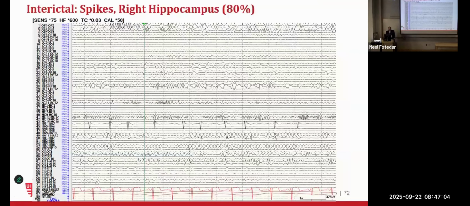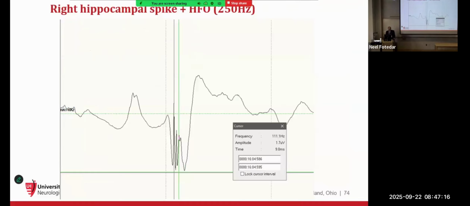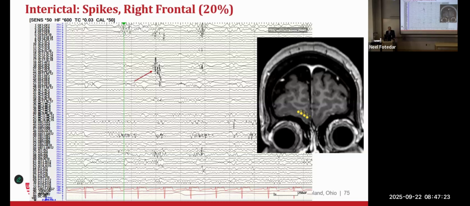She did have spikes, most frequently in the right hippocampus, as you can see here. Very clear repetitive spikes in the hippocampus, which were maximum inside the hippocampus, of course, and then disappeared outside, as shown here. She also had high frequency oscillations superimposed on the spikes. She did have spikes in the right frontal lobe, like this complex one, which was only 20%, interestingly enough. So the most frequent spikes were inside the hippocampus.